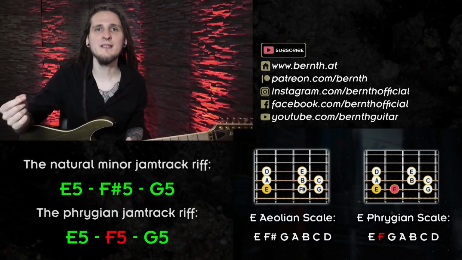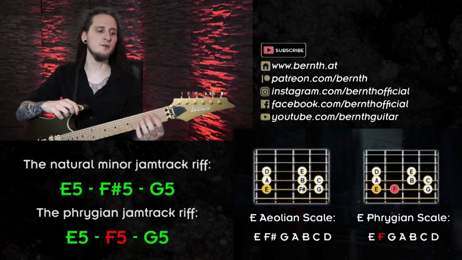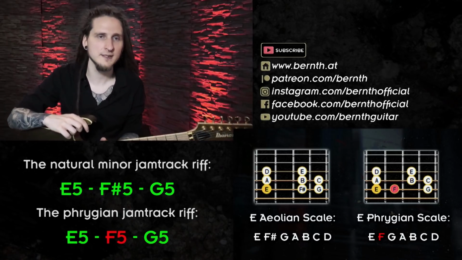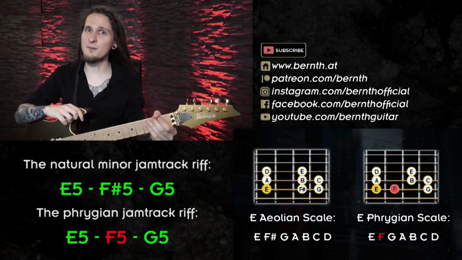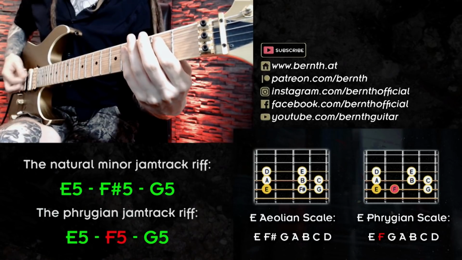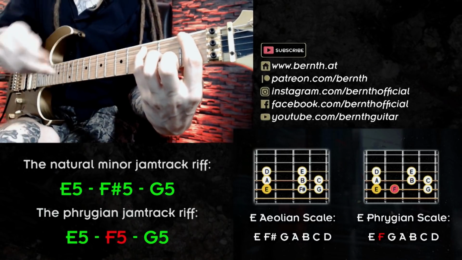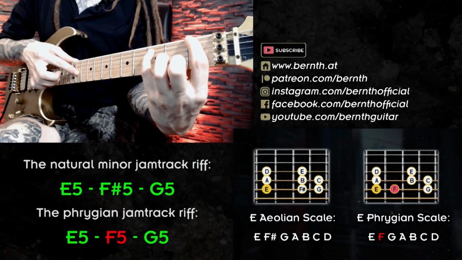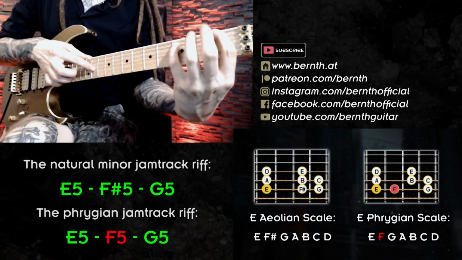So that of course would be an immediate indicator to use the E Phrygian scale, since E, F and G are basically just the first three notes in the Phrygian scale. And when I play F sharp over that F power chord, it will sound really, really terrible. So I'm playing the F power chord and F sharp of the E natural minor scale over that. And that sounds pretty terrible.